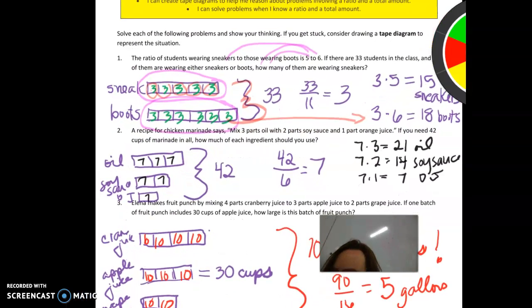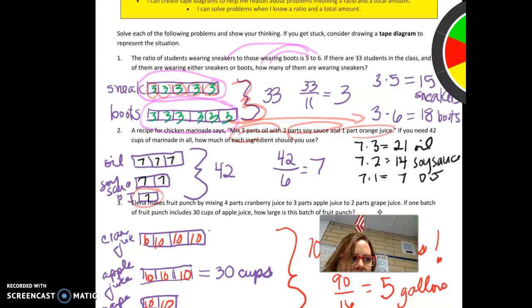All right. Okay, let's go to number 2. The recipe for chicken marinade says to mix 3 parts oil and 2 parts soy sauce with 1 part orange juice. And if we need 42 cups of marinade, how much of each ingredient would we use? So you'll notice that I did a very similar thing as I drew 3 strip diagrams. The oil strip diagram has 3 sections for the 3 parts oil. The soy sauce strip diagram has 2 sections for the 2 parts soy sauce. And then the 1 part orange juice has 1 section for that 1 part orange juice.